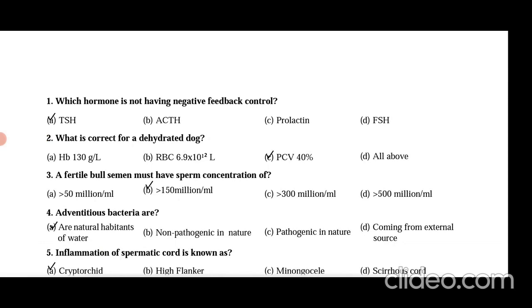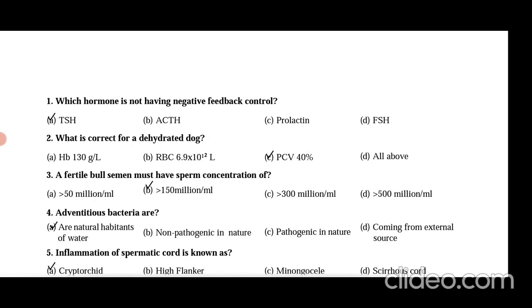What is correct for a dehydrated dog? Packed cell volume of 40% or more means that the dog is dehydrated. The higher the packed cell volume, the more red blood cells there are, occupying more space in the capillary tube, and the less the volume of serum and clotting proteins. So less serum means less water, and the more the PCV, the more dehydrated the animal is.